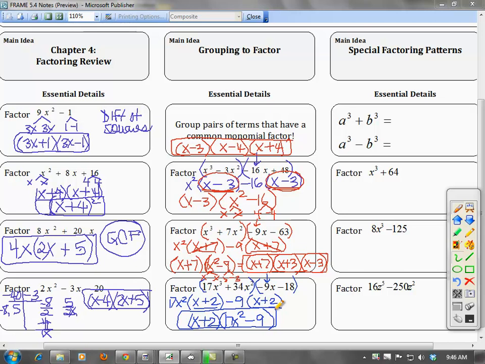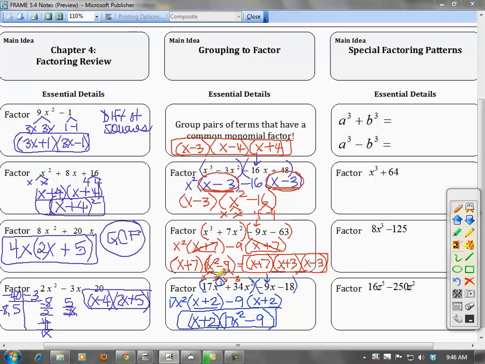I still want to look at degree though. There's an x squared in this one and a single x here. 2 plus 1 makes 3, so I can end with the x cubed that I originally started with. Okay? So that's what we're working with so far. The first type is called grouping. It's the second type that tends to be a little bit more difficult.